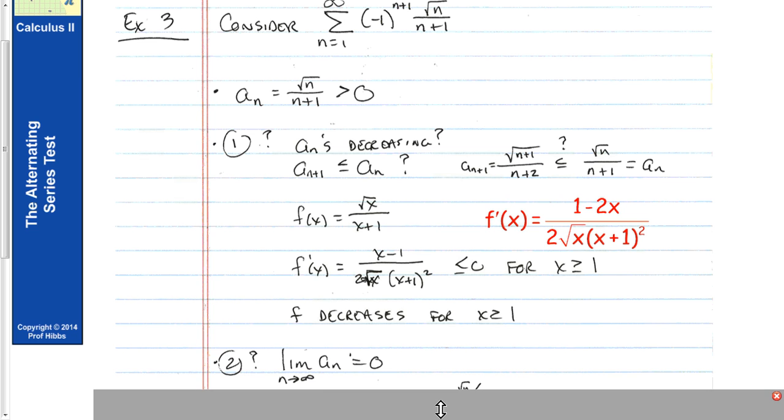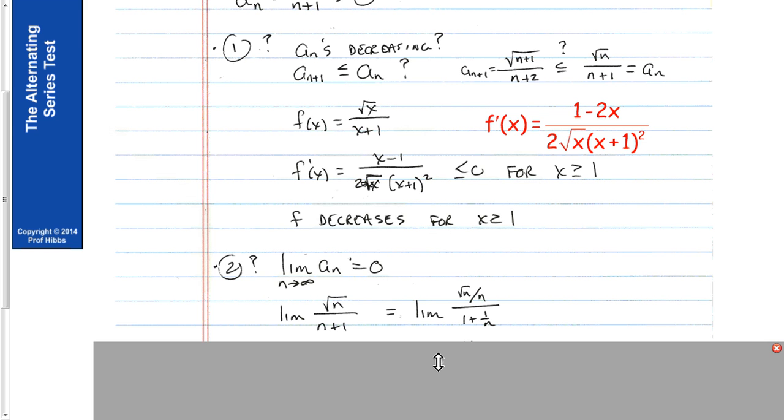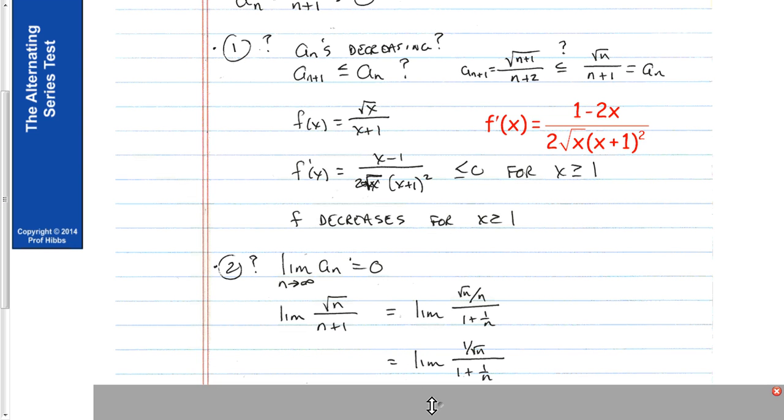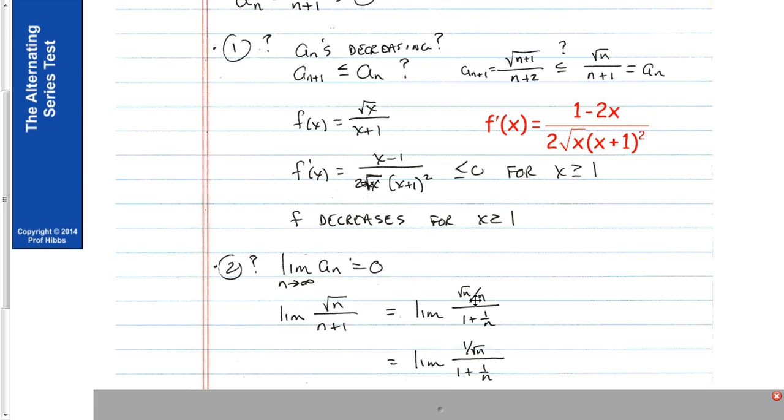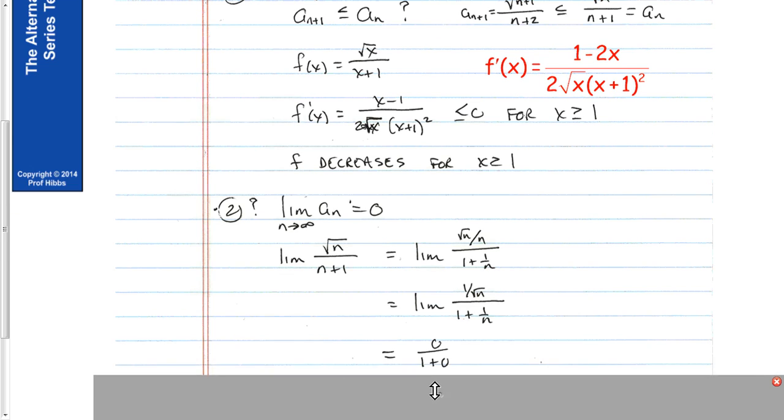Now, what about the limit of the a sub n's? Is that equal to 0? And of course, a sub n is the square root of n over n plus 1. And so when we calculate this limit, what we'll do is multiply numerator and denominator by 1 over n. And when we simplify the square root of n over n, we get 1 over the square root of n. And of course, we get 1 over 1 plus n in the bottom when we multiply by 1 over n in the denominator. And so in this case, the limit of the numerator is 0 and the limit of the denominator is 1.